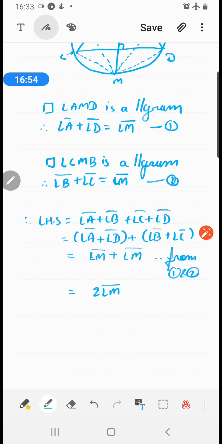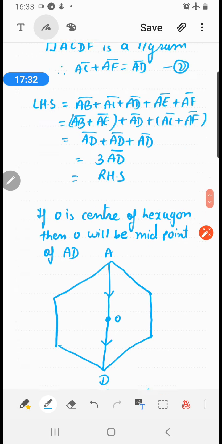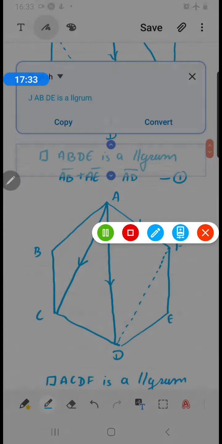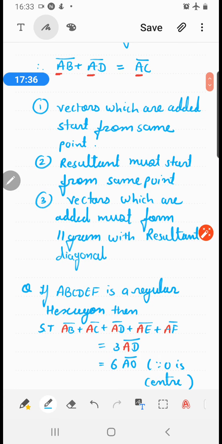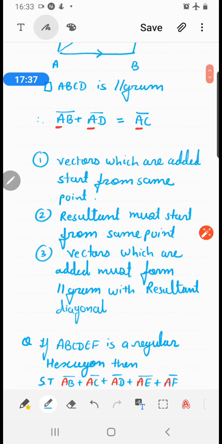I repeat again, when we go for the parallelogram law concept, we need to just see three things. The vectors which we add should start from the same point, the resultant must start from the same point, and they should form a parallelogram.